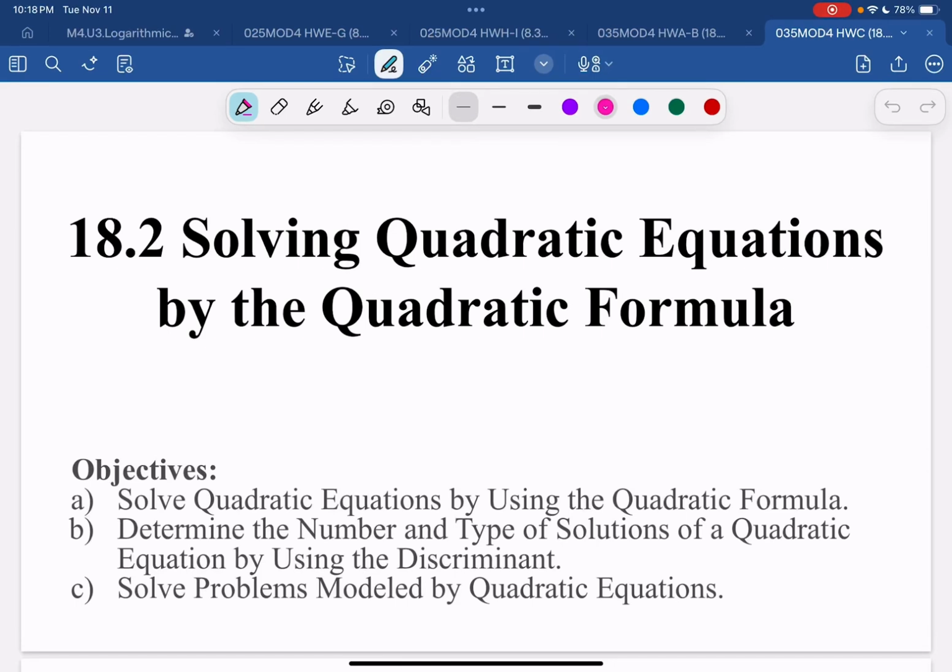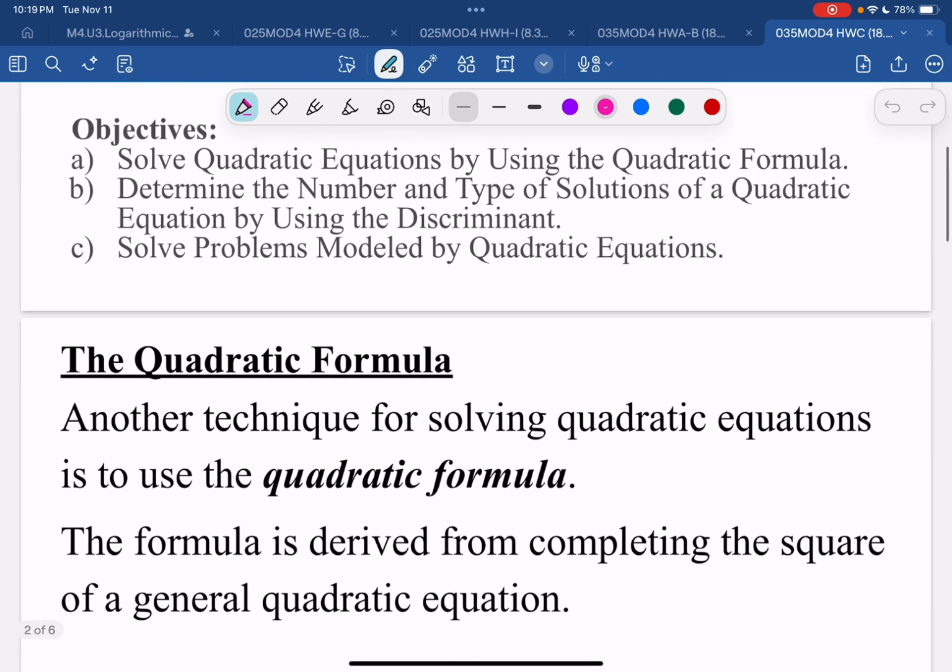There are lots of different methods for solving quadratic equations, and in our last video, you saw how to solve a quadratic equation using completing the square. In this video, we're going to look at how to solve quadratic equations using the quadratic formula. And you get the same answer no matter which method you use. So I'm showing you just a few different ones.